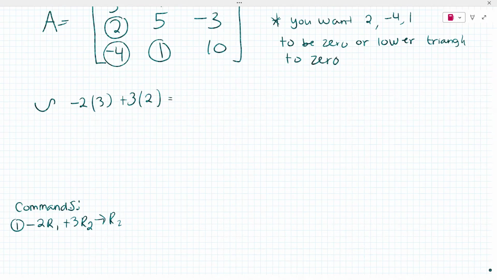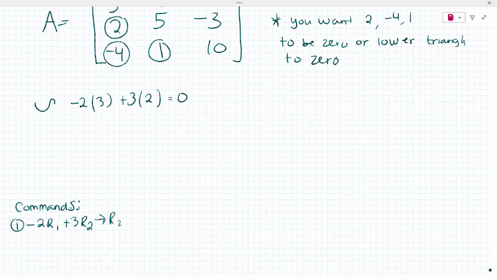Okay, so let me get a calculator. I got it. So -2 times 3 is 6, plus 3 times 2 is 0. So I'm just going to do this one first, and then on the other examples, I'm going to go kind of quicker.